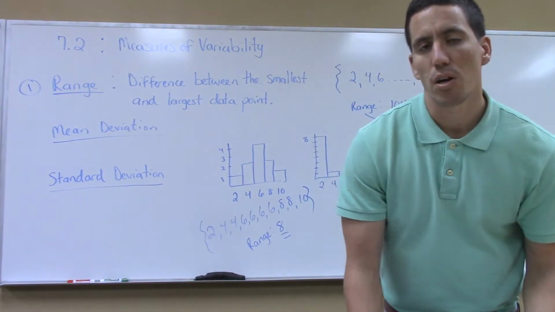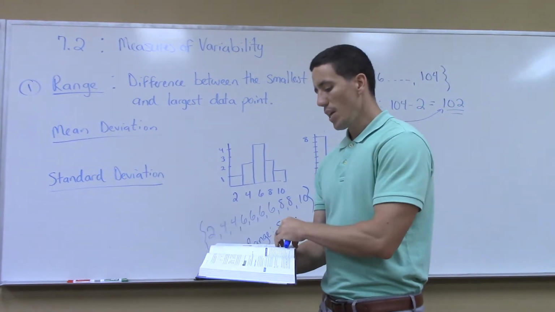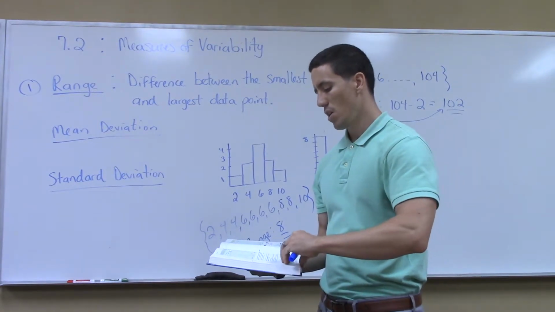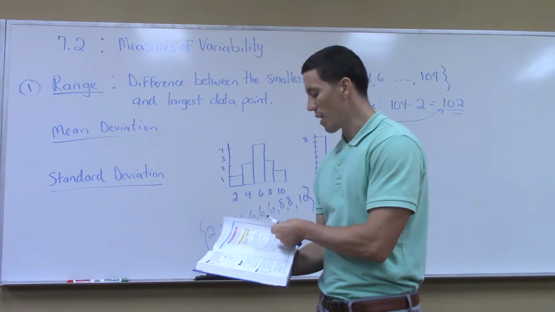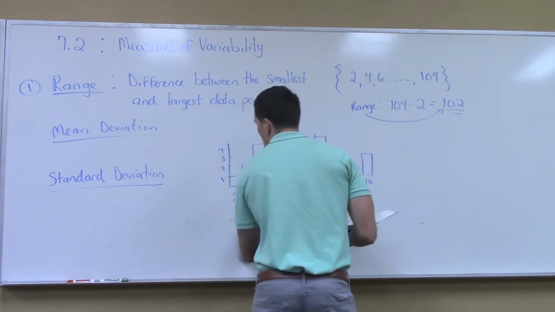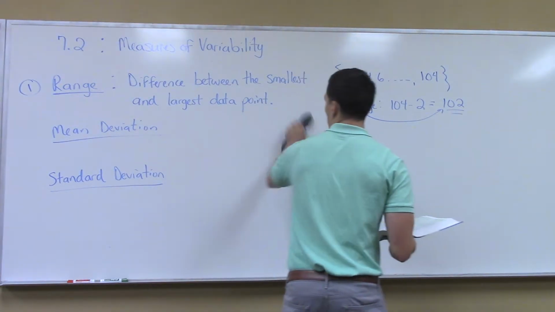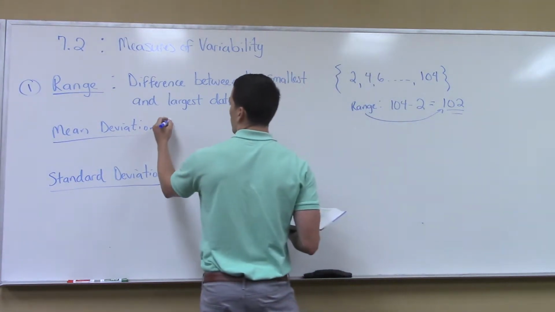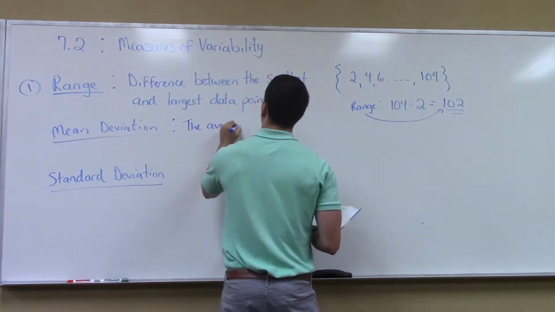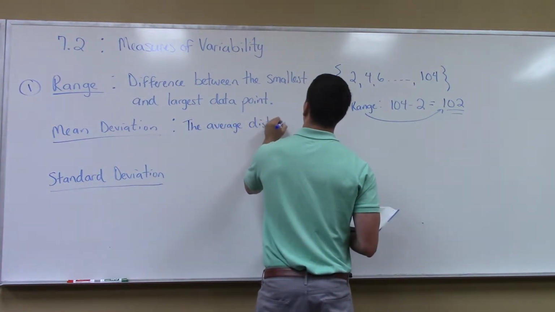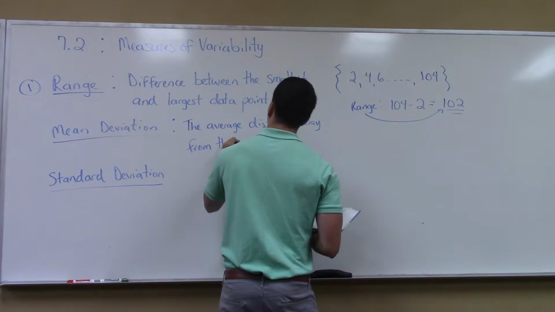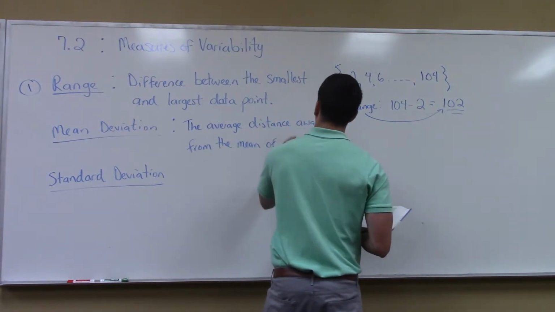I want you to pause the video here for a second and go ahead and get your textbook. I'm going to follow very closely an example from the text on page 448. This is figure 7.25 on page 448, talking about mean deviation. The idea of mean deviation is this. I'll go ahead and write it out for you. The mean deviation is the average distance away from the mean of a data point.